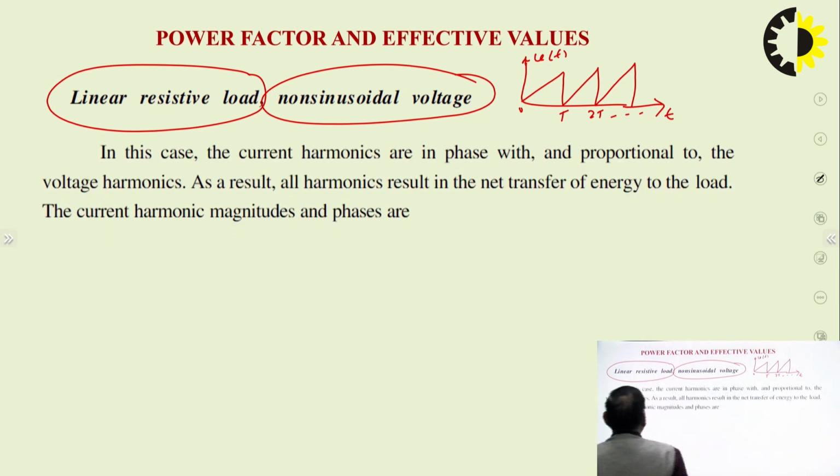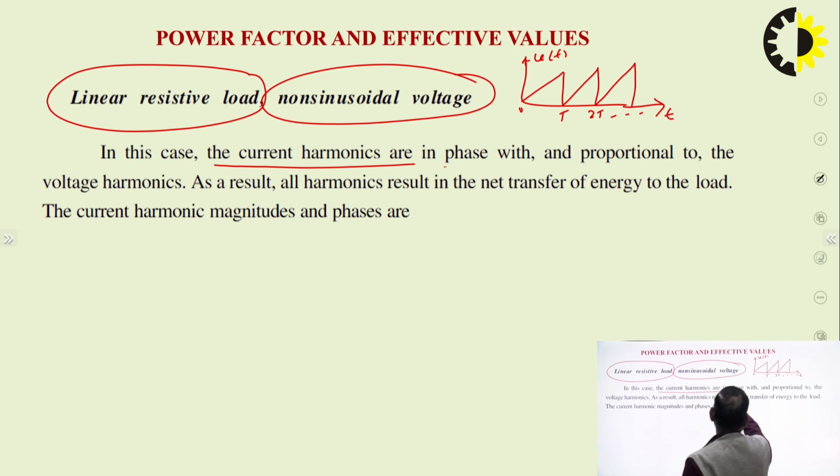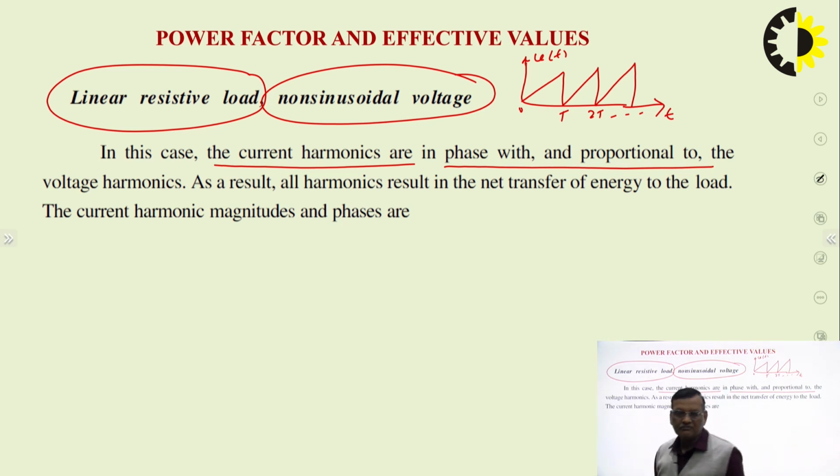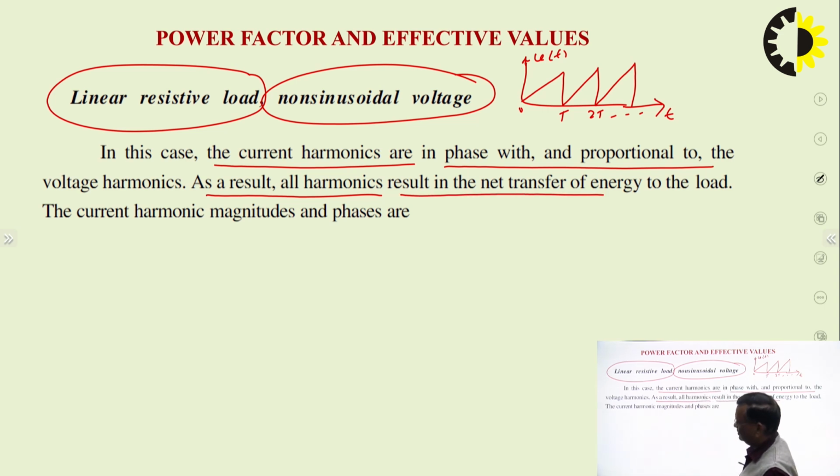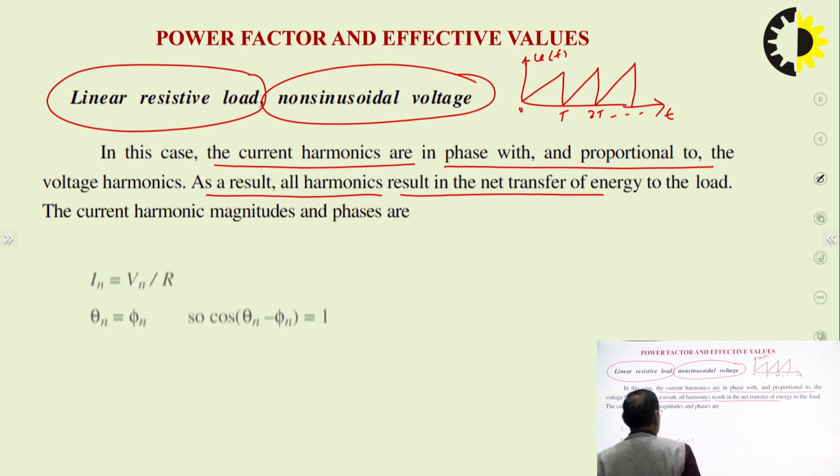So in this case the current harmonics are in phase with and proportional to the voltage harmonics. Since it is non-sinusoidal, it will have the fundamental as well as harmonics. The harmonic currents generated by the non-sinusoidal voltage are in phase with and proportional to the voltage harmonics, and as a result all harmonics result in the net transfer of energy to the load.